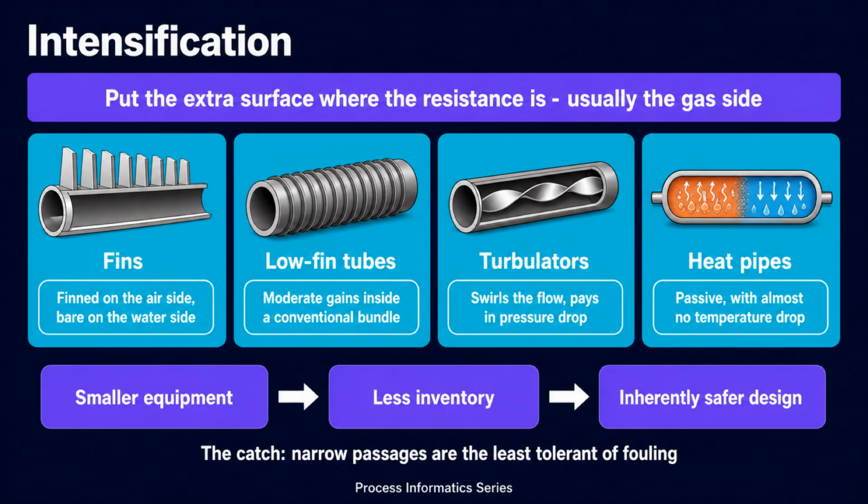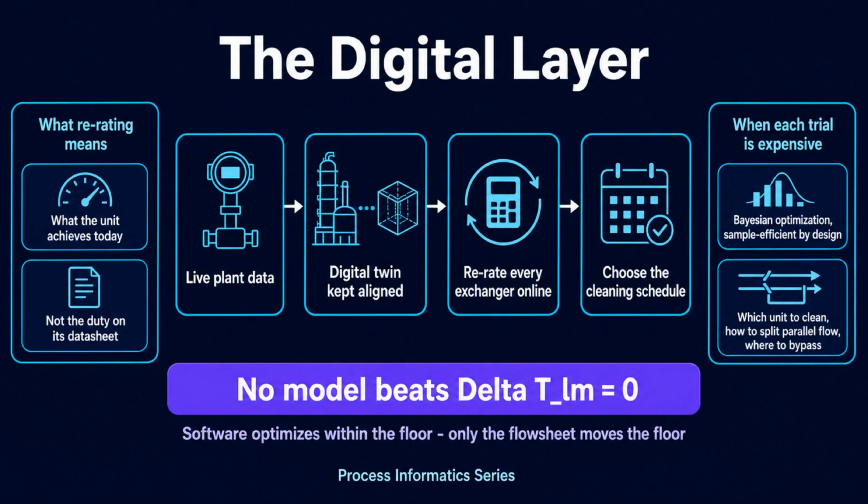And smaller equipment holds less inventory, which is a hazard reduced rather than controlled. Inherently safer design arriving as a side effect. An exchanger network is not a static object. Fouling accumulates on different streams at different rates, feeds change, ambient temperature swings, and a network optimal on the design day is merely acceptable a year later.